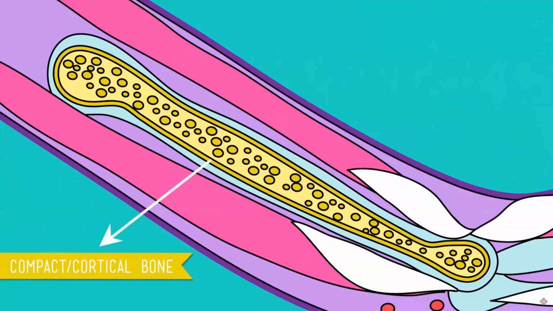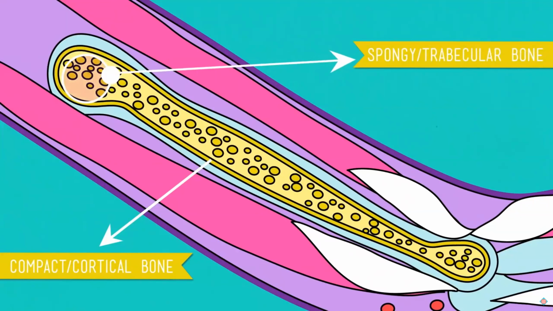If you cut one in half, you'd see that the matrix actually forms in 2 layers. The outer layer, called the compact or cortical bone, is hard and dense and makes up about 80% of the bone's mass. In the middle, the spongy or trabecular bone is softer and more porous and contains the marrow and fatty tissues in larger bones. The marrow, of course, makes not only new red blood cells, but almost all of your different blood cells by a process called hematopoiesis.